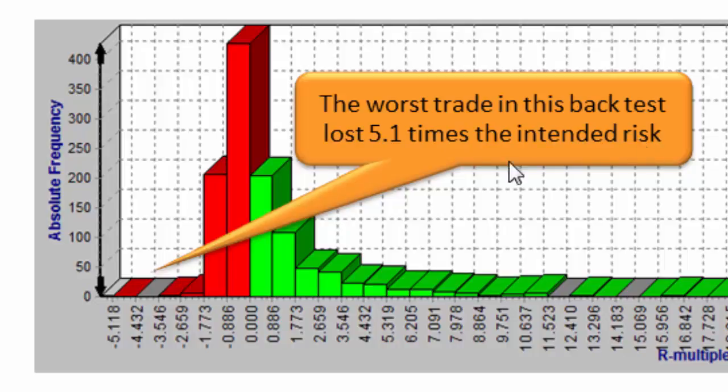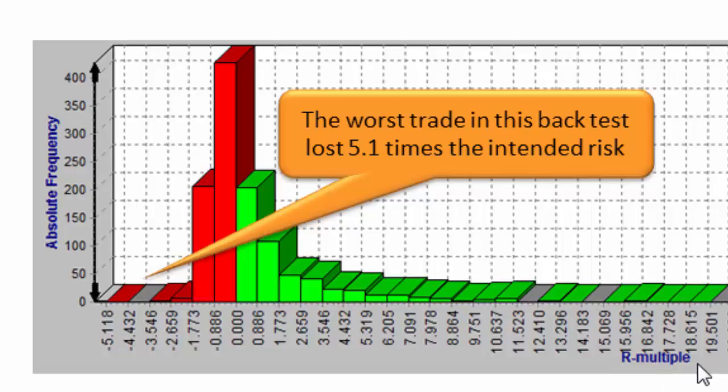So what this chart represents is the number of trades on the left-hand column and the R multiple, which is the trade return as a function of the amount you intended to risk. So if you intended to risk $1,000 and you won $2,000, then the R multiple is 2. If you intended to risk $1,000 and you lost $1,000, then the R multiple would be -1. So this losing trade over here on the very left-hand side lost 5.1 times the maximum intended risk.